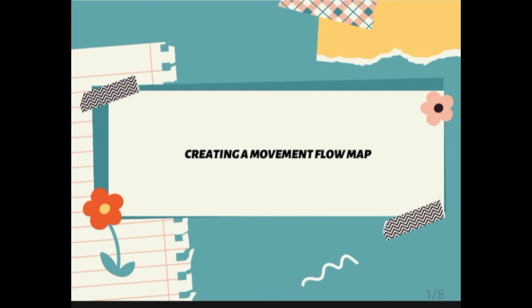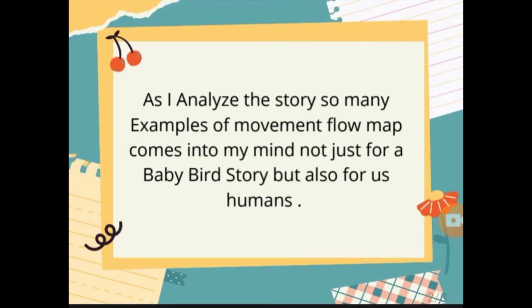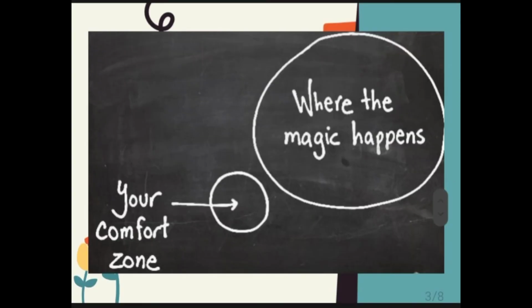My topic is all about creating a movement flow map. As I analyze the story, so many examples of movement flow maps come to my mind, not just for a baby bird story, but also for us humans too. Like us, we have our comfort zone. So, how can magic happen if we are not going out of our comfort zone? For example, the story of a baby bird.